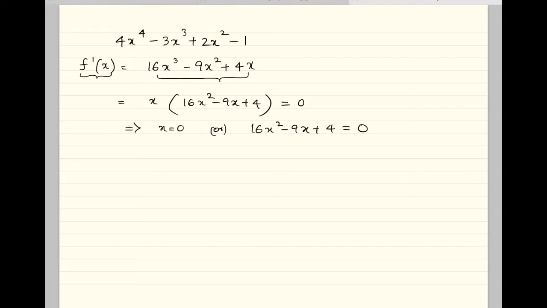Correct. Now you tell what will happen here. That means at x equal to 0, slope is 0. Perfect. At this point, so what is the point? X coordinate is 0, y coordinate will be how much? For that you need to put x equal to 0 in the original expression. So if you put x equal to 0 here, you will get y value as minus 1. So the point is 0 comma minus 1. At this point slope is 0.